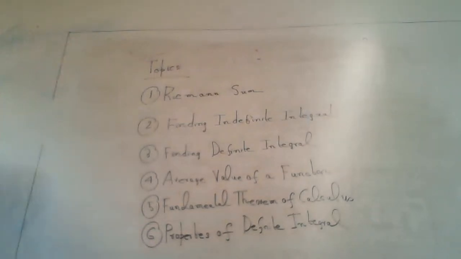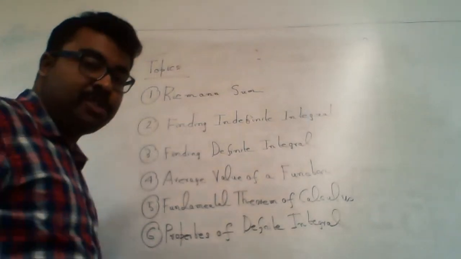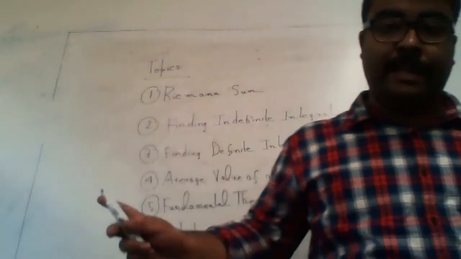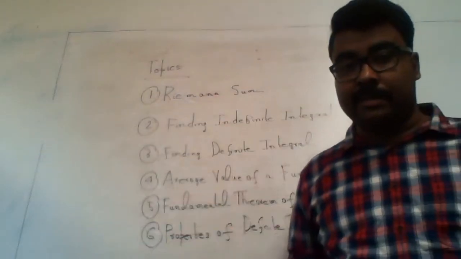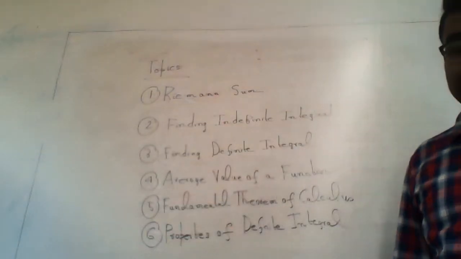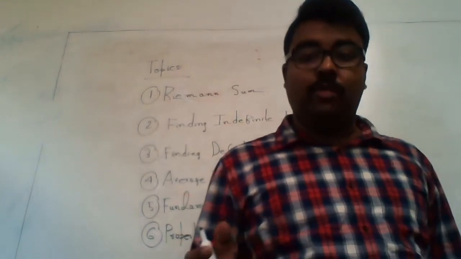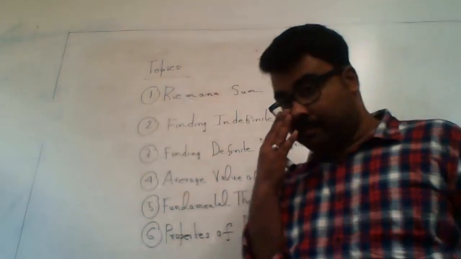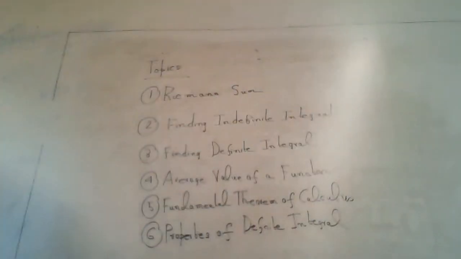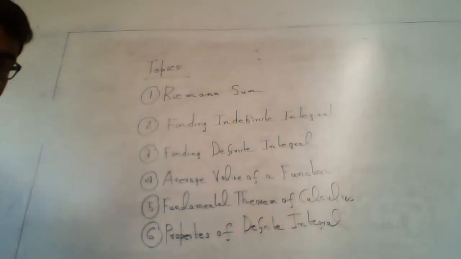In your review sheet I have put down the topics from each of these 6 topics. Since in your review sheet I have solved multiple problems, now I am going to go over one problem from each of these topics. So let's take the first topic, which is finding Riemann sum.